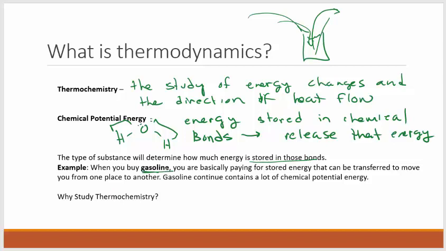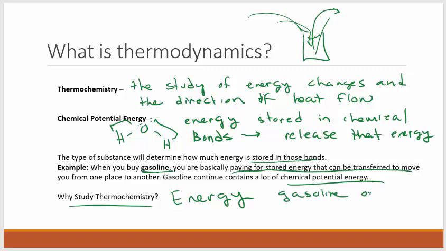It says the type of substance will determine how much energy is stored in bonds. For example, if you have gasoline, you're basically paying for the stored energy that can be transferred when you move from one place to another. In other words, gasoline contains a lot of potential energy. You put it in your car, you convert it to heat, and your car moves. So why study thermochemistry? Very simple: where we get our energy from. In terms of gasoline, oil, electricity, basically any type of heating or fuel deals with what we call thermodynamics.